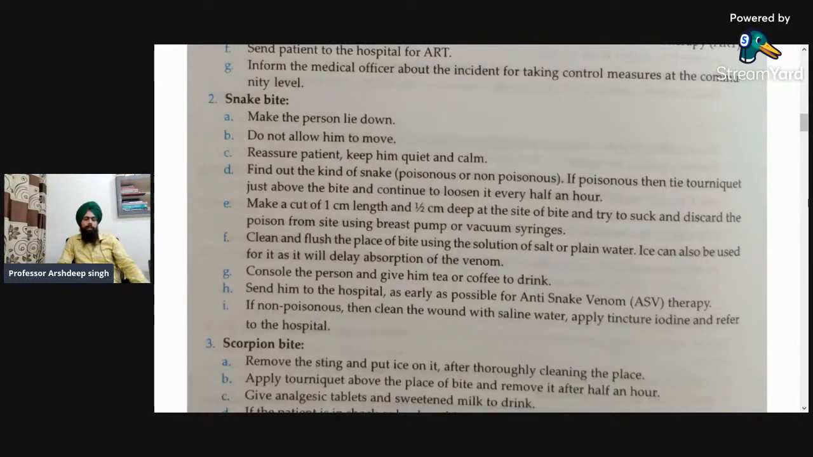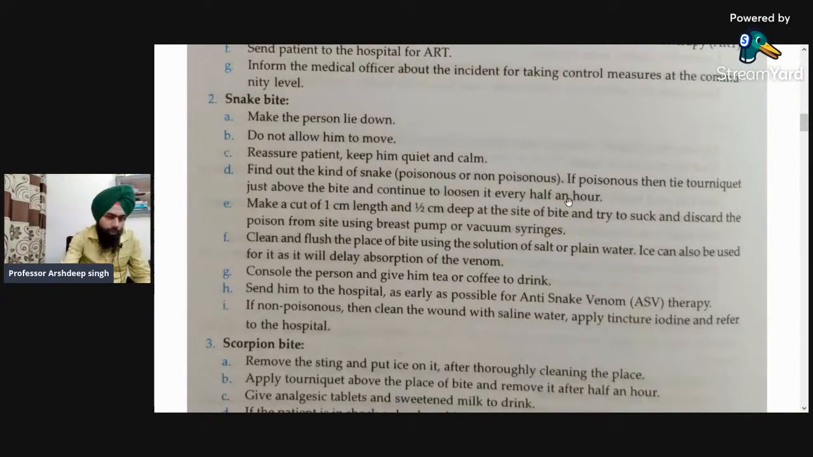Likewise, make a cut of 1 centimeter length and half centimeter deep at the site of the bite, and try to suck and discard the poison from the site using a breast pump or vacuum syringe. So that is the first aid management. Console the patient and give him hot tea or coffee to drink. Send him to the hospital as early as possible for anti-snake venom. And if non-poisonous, then clean the wound with saline water, apply tincture iodine, and refer to the hospital. These are the basic management techniques if a person has a snake bite.